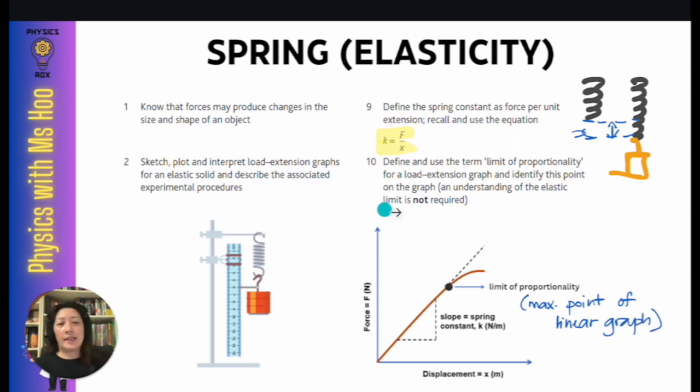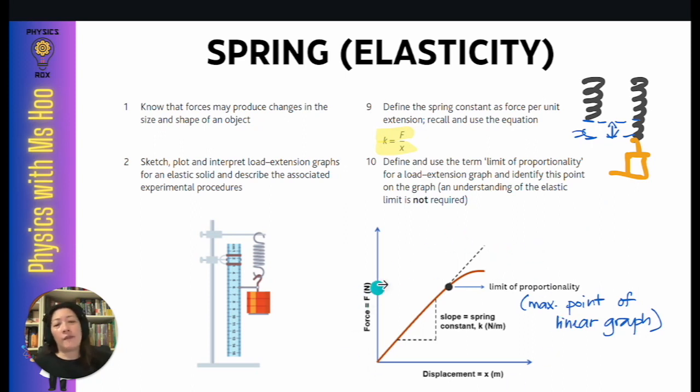The term elastic limit has a different meaning. It's actually the maximum point where the spring could return to its original shape and size. But you don't learn about that in IGCSE, so you can skip that altogether. That one will probably be covered in A levels.